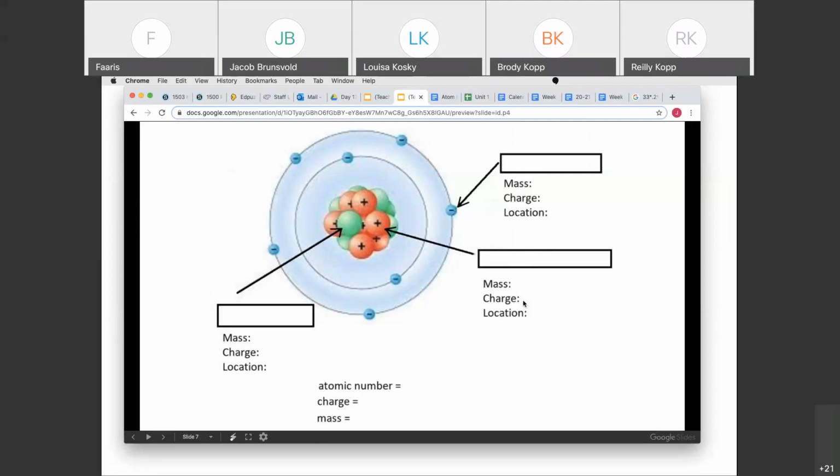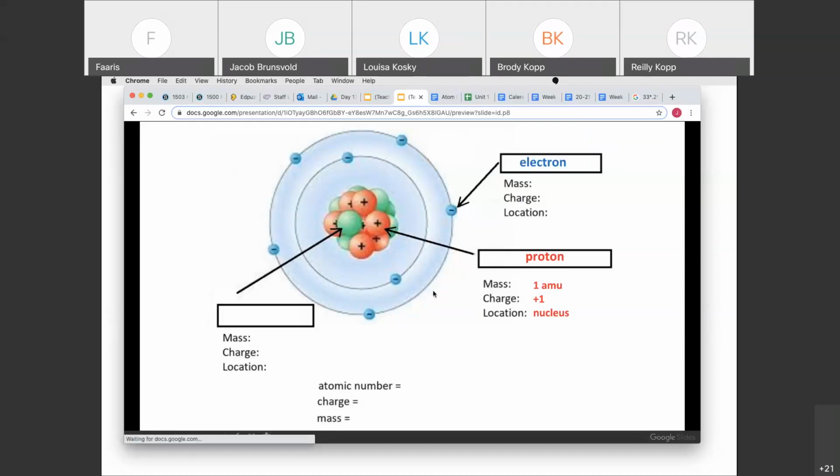On the atom here, there's three main parts to the atom: the proton, the electron, and the neutron. So first, we're going to talk about the proton. Protons are located in the nucleus here. They have a mass of 1 AMU, that stands for an atomic mass unit, and their charge is +1. So again, they're located in the nucleus.